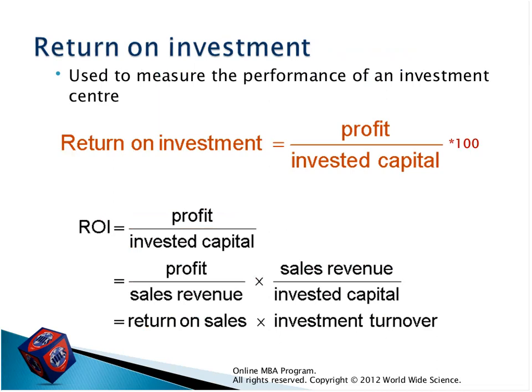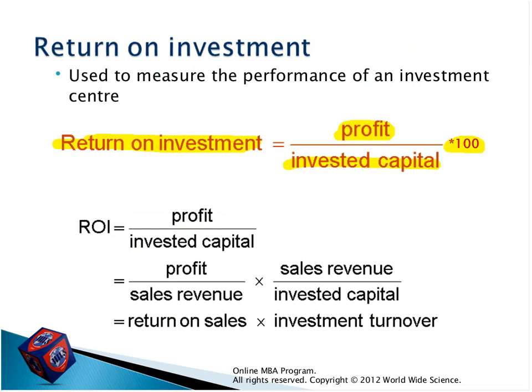The formula is the following. You have to get your profit. If your investment runs over a few years, then you have to get all the profits over those years, and divide by invested capital, which is how much you spent on the investment. Multiply by 100, then you will see the return on investment as a percentage: how much you actually return from the investment, how much profit you can get from your investment or any kind of project.